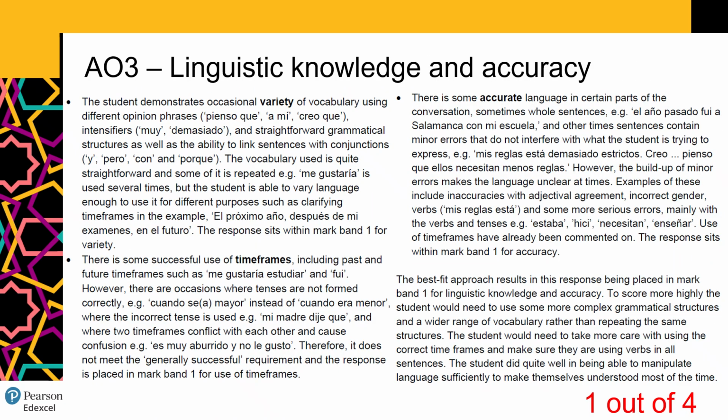This slide shows the marks awarded for AO3, Linguistic Knowledge and Accuracy. Again, I would pause the recording at this point so you have time to read it through. The main points to consider here are around variety, timeframes, accuracy and best fit. This is the end of the exemplar marking part of the training.